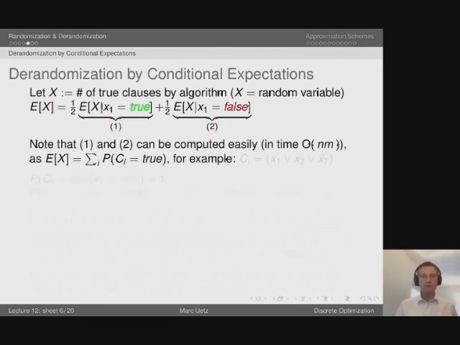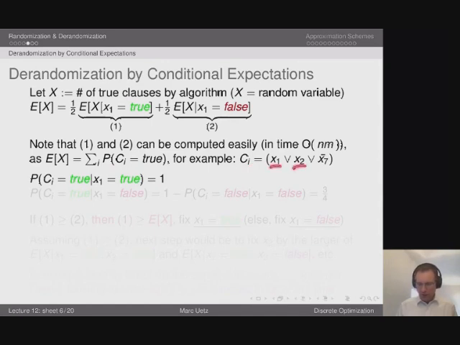And why is that true? Well, the reason is that I can write down the whole expectation, so the expected number of fulfilled clauses, as the sum, and we have seen that earlier, of the probabilities of each clause being true. So let's look at a concrete example here. So let's look at this clause Ci, which is x1 or x2 or not x7. Okay. So how can I compute the probability of this clause being true, say under the assumption that the first variable x1 is true?